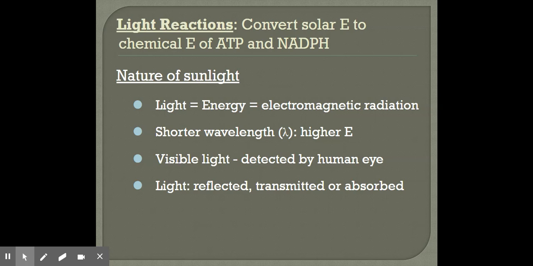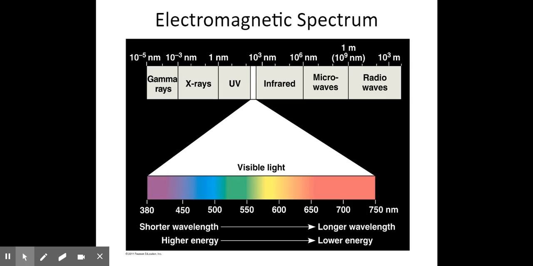Now, light can do a few different things. It can either be reflected, which means it's going to bounce off of something, or transmitted, which means it's going to pass through something, or even absorbed into it. So we're going to be talking about what light actually does as it regards to the process of photosynthesis.